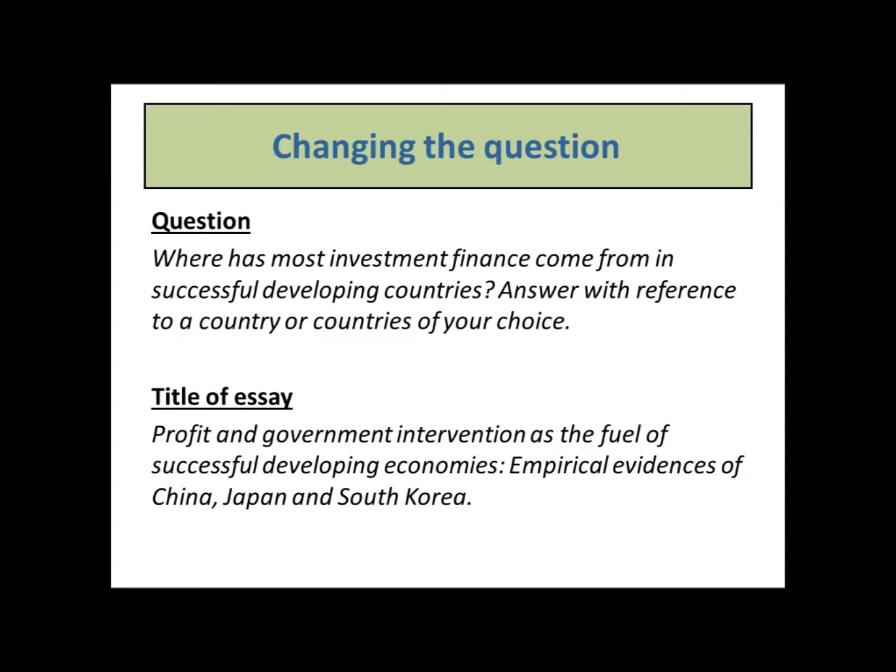One practice you have to avoid is, and this is coming from 4233, I asked this question: where has most investment finance come from in successful developing countries? Forget the second part. Then someone actually gives a title of their essay answering that question. In the title, I can see they're already answering a different question. You see? Profit and government intervention as the fuel of successful developing economies. I didn't ask them to explain what makes successful developing economies. I asked them what is the source of investment finance. You see? From the title, I already knew they were not going to answer the question. And I already knew roughly what mark I was going to give them. Saved me an enormous amount of time, because then I could easily cut through the rest.